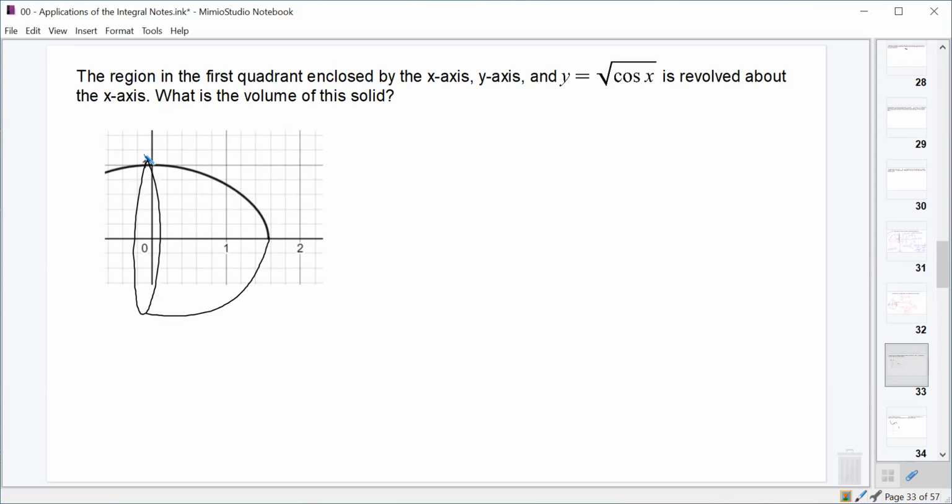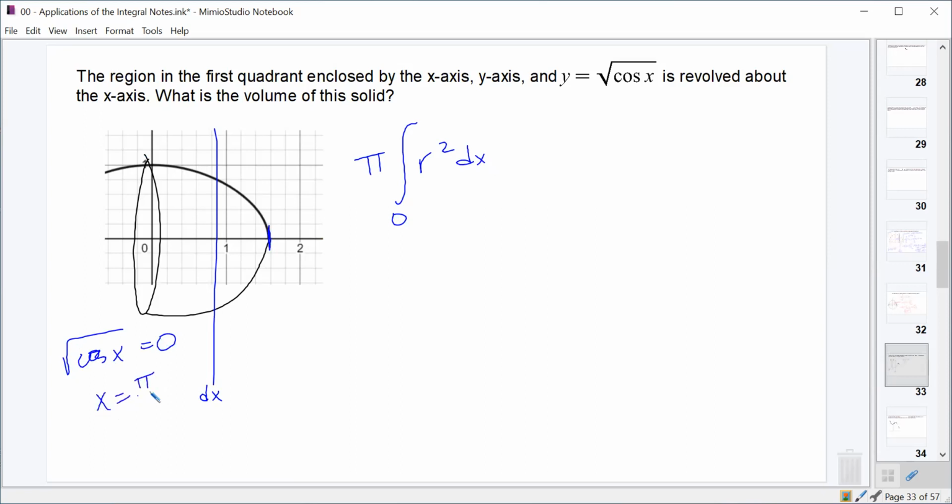And because the cross sections, when cut perfectly vertically, which have a thickness of dx, are circles, we're just going to use the same idea that it's pi times an integral of the radius squared dx. And we're going to integrate from 0, the beginning of this region, to wherever root cosine x equals 0 again. The cosine of pi over 2 is 0. So this would be when x is pi over 2.